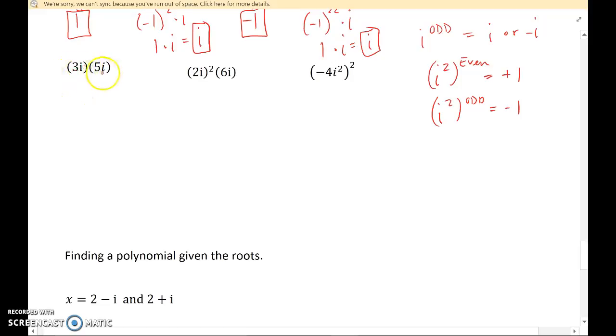Now, we also have some problems here with multiplication, just some general simplification problems using this idea of i squared. So 3i times 5i is 15i squared. And because i squared is -1, this is 15 times -1, which gives us a -15.